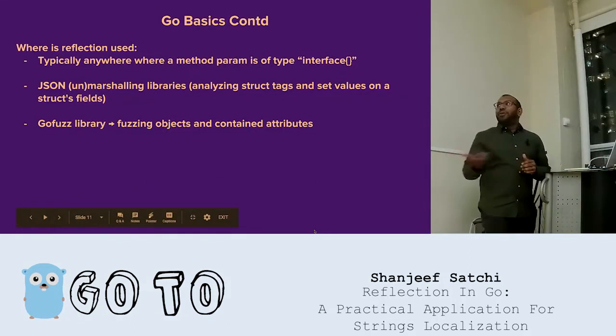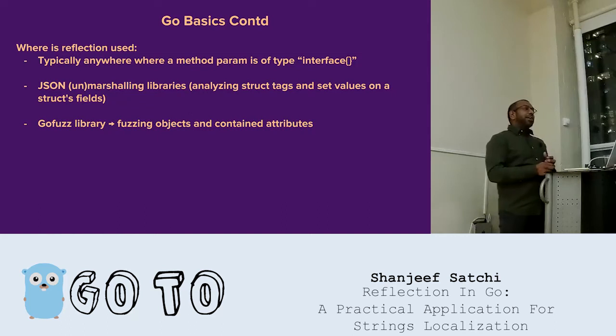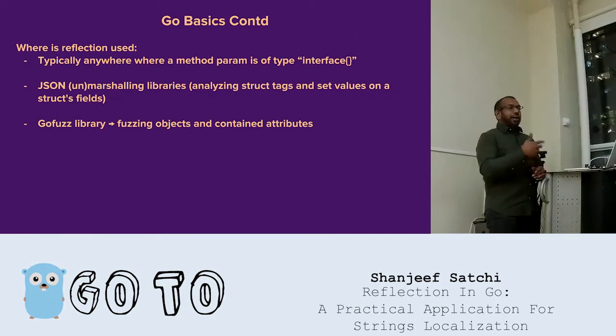So lastly, where is reflection used? It's anywhere you see a method signature where you're taking in the interface type. That's kind of an implication that it's going to use reflection. The JSON marshalling and unmarshalling libraries in Go definitely use reflection, because you're looking at the struct tags and then setting values on the struct fields. The Go fuzz library, if you've used that, is also using reflection, because you're going to give it an object and it's going to look at each field and fuzz them, and you can set constraints on what you want to fuzz values to as well.